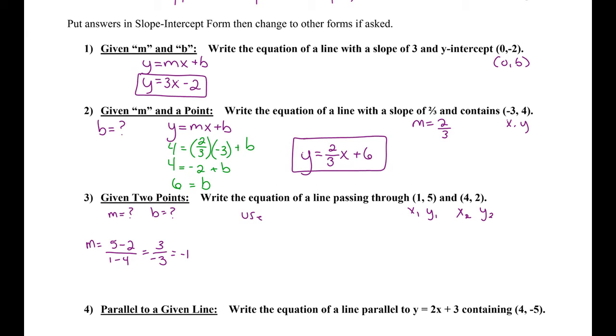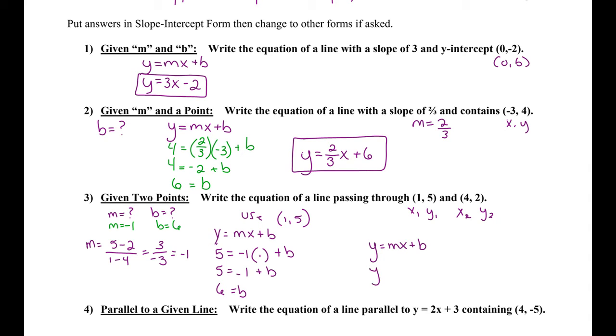Then, similar to example number 2, I can use either of the points to help me solve for b. So I'm going to go ahead and use (1, 5), but again you can use either point, and I'm going to plug it into our equation for slope-intercept. So here's my y value, my slope, which we just found, my x value, and b. If I add 1 to both sides, I'm going to find that b is equal to 6. I can now once again start with my slope-intercept equation, and I'm going to plug in values for m and for b. So I have -1x plus 6.